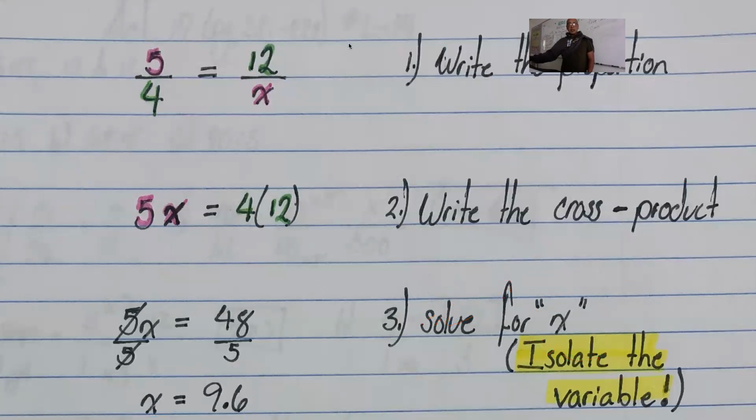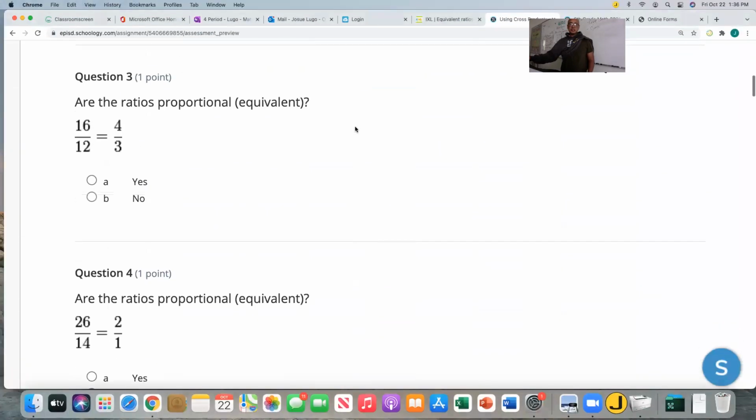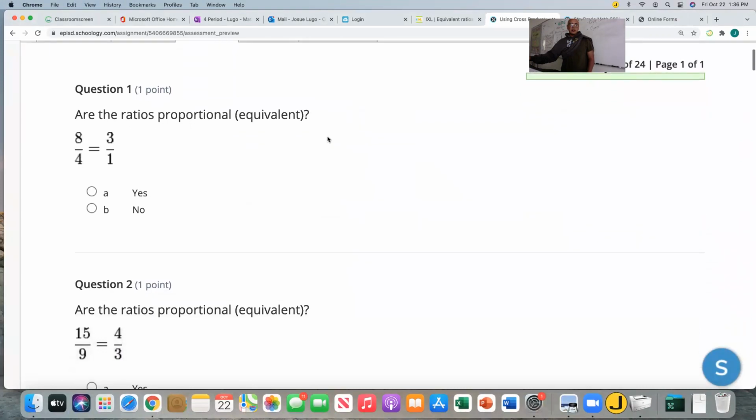All right, so with that in mind, let's go into our actual assignment, which is in Schoology, and notice how simple this assignment is. Numbers 1 through 7 is asking, are these ratios proportional? Basically, are they equivalent fractions? Do these fractions mean the same thing? The easiest thing to do, ladies and gentlemen, is to simply cross multiply.